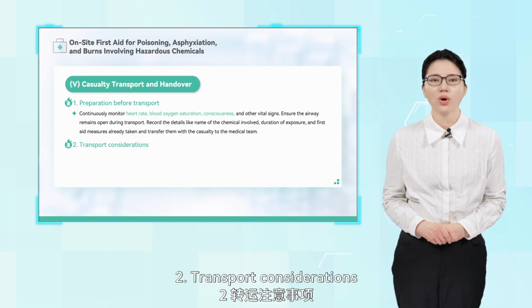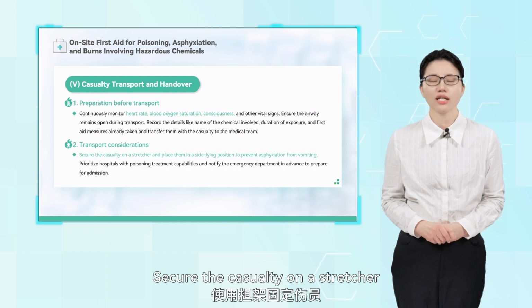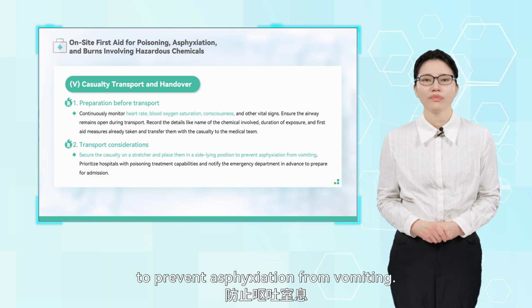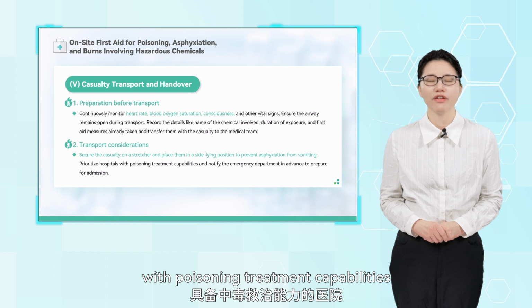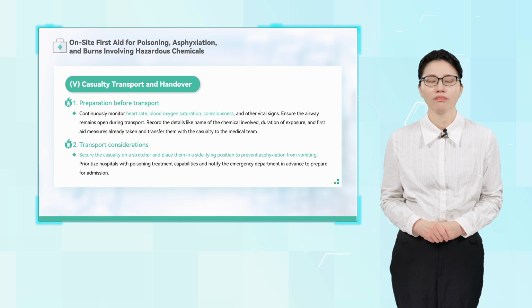2. Transport considerations. Secure the casualty on a stretcher and place them in a side-lying position to prevent asphyxiation from vomiting. Prioritize hospitals with poisoning treatment capabilities and notify the emergency department in advance to prepare for admission.